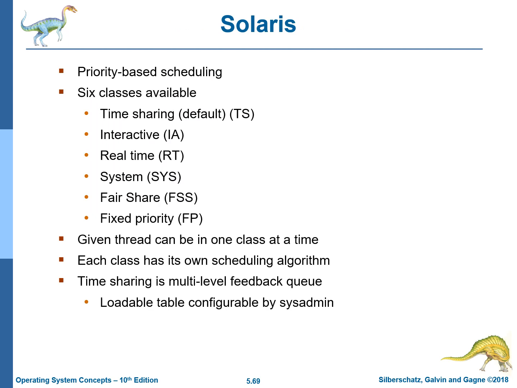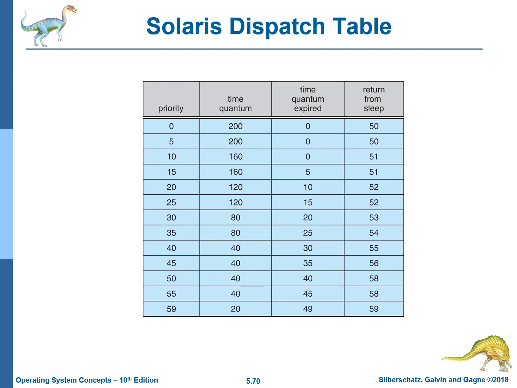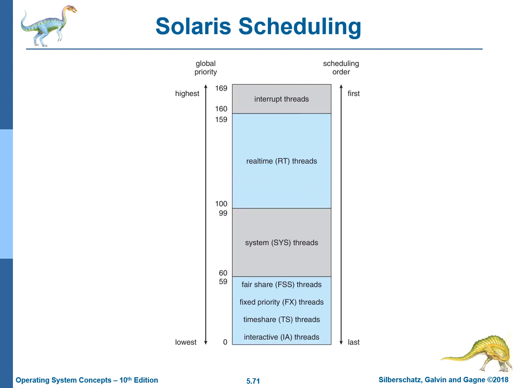Solaris uses priority-based scheduling. There are 6 classes available: time sharing, interactive, real-time, system, fair share, and fixed priority. A given thread can be in one class at a time. Each class has its own scheduling algorithm, and time sharing is a multi-level feedback queue with a loadable table configurable by the sysadmin. This is a Solaris dispatch table.